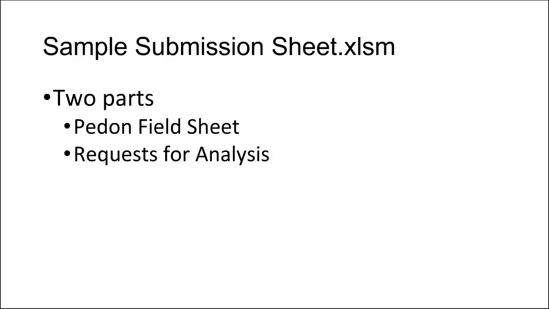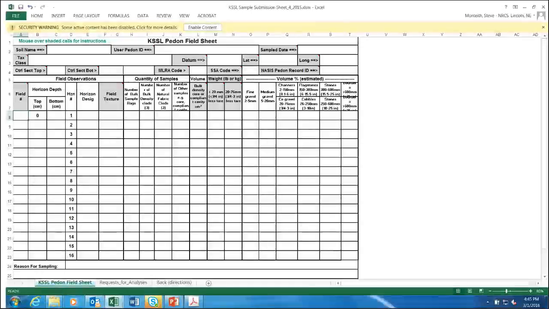Now the next spreadsheet you're going to open up is the sample submission sheet. It's got two parts or two tabs. And notice this is an XLSM, so it's a macro-enabled spreadsheet. The first page is going to be the PEDON field sheet. This is similar to the sheet that's been around for years. It was blue, so it's called the blue sheet or the PEDON sheet, the paper sheet. So this is the version of the PEDON sheet that we're going to fill out electronically. Notice up at the top there's an enable content.